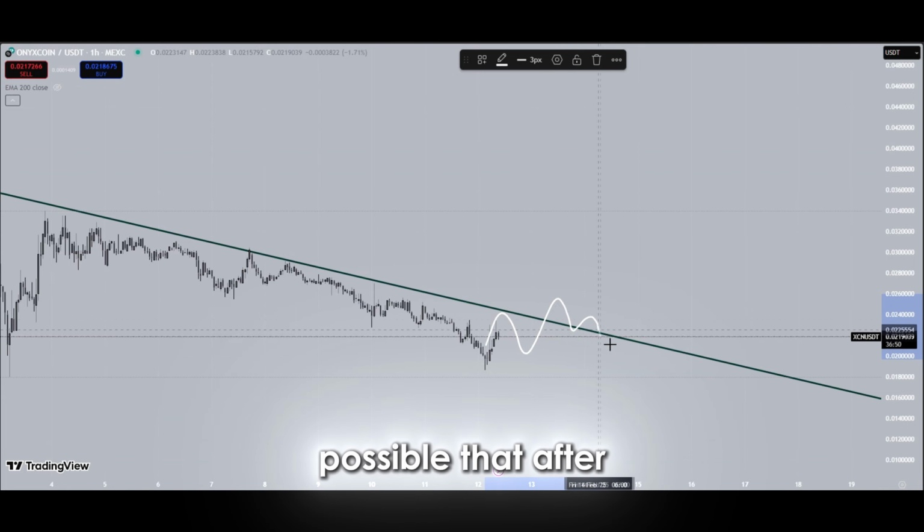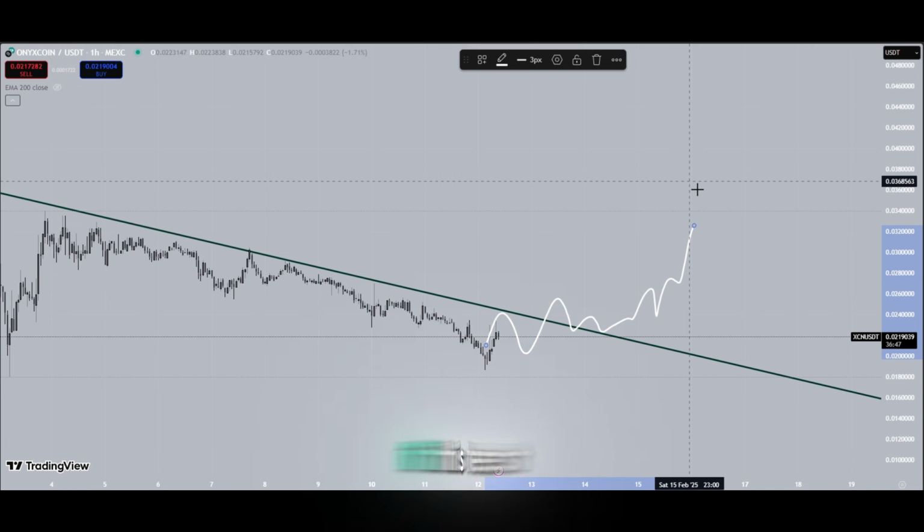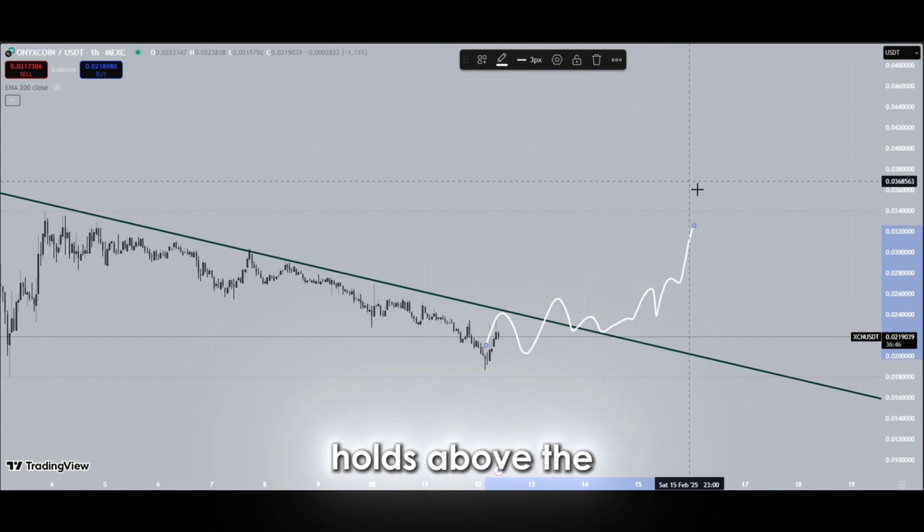It is also possible that after this breakout, the price will test the trend line as a support. If this test is successful and the price holds above the trend line, we could see some nice gains.